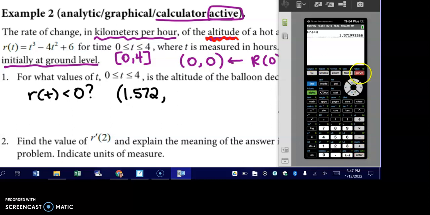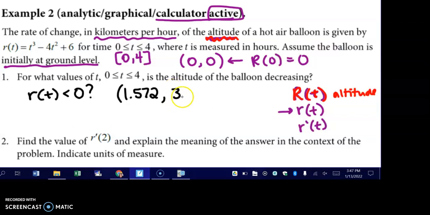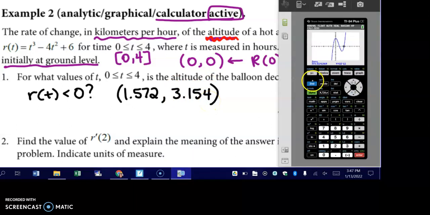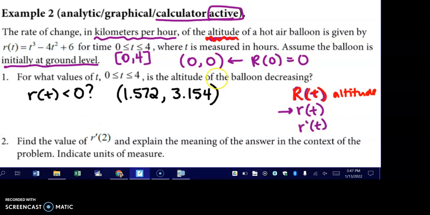Next thing then, if I go back to that graph, second trace, looking for the other place that I crossed the x-axis, looks like that's somewhere between time 3 and 4. So my left bound will be 3, my right bound will be 4. I'm going to guess 3.5. Oh, look, it's 3.154. So the altitude of the balloon is decreasing between these two values. Again, I'm going to go second home, and I'm going to store as B, just so I have these as reference points. We'll use those later. All right, but again, altitude decreasing, which means R of t would be negative.